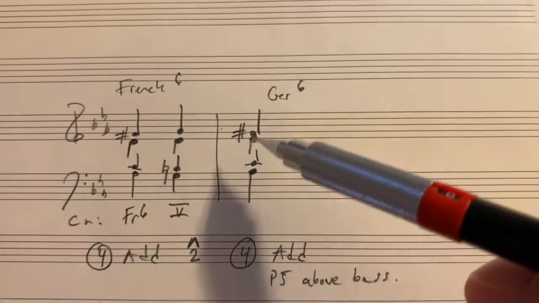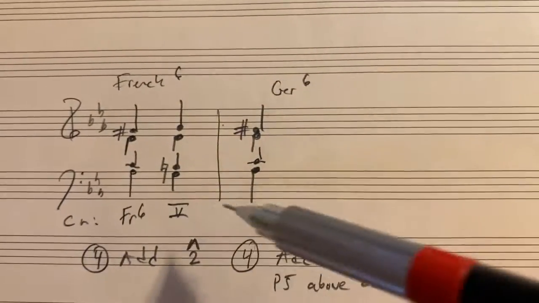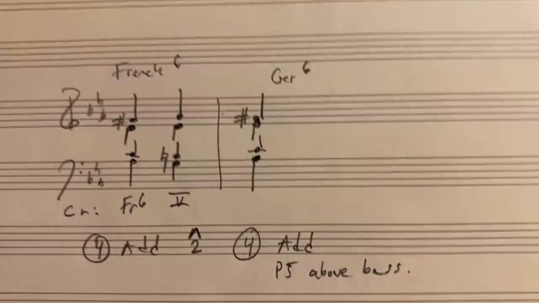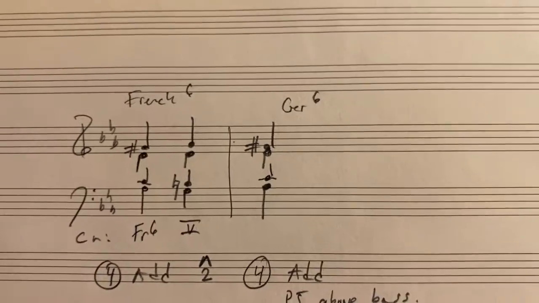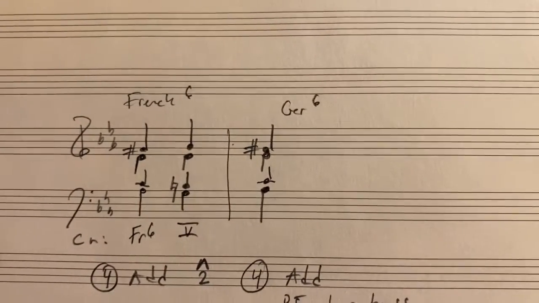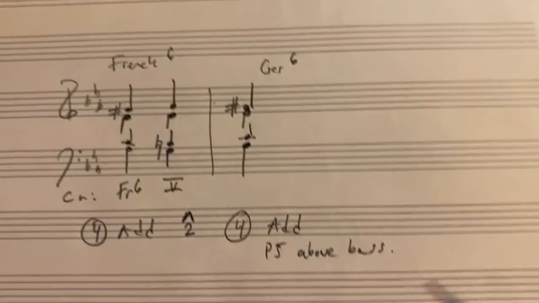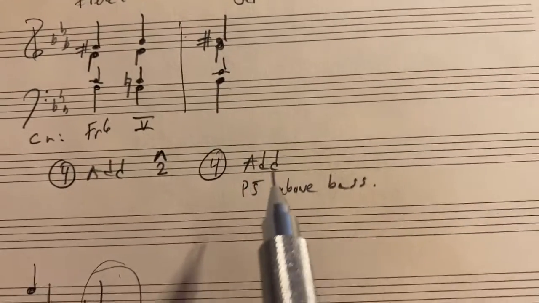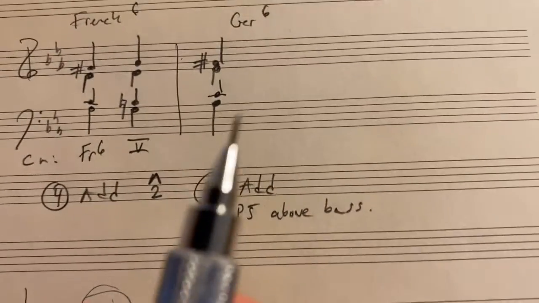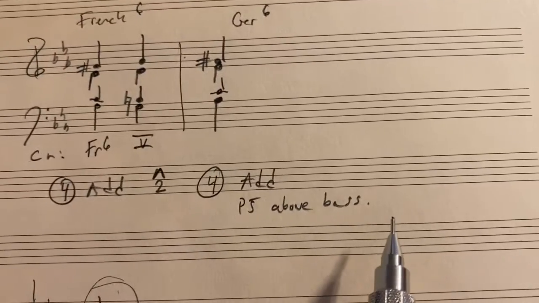So the German sixth chord, or the French sixth chord, or the Italian sixth chord, any of the augmented sixth chords look the same whether you're in major or minor. It doesn't change. So writing the rule this way, add a perfect fifth above the bass, will always give you the right answer. That's why I say it this way.